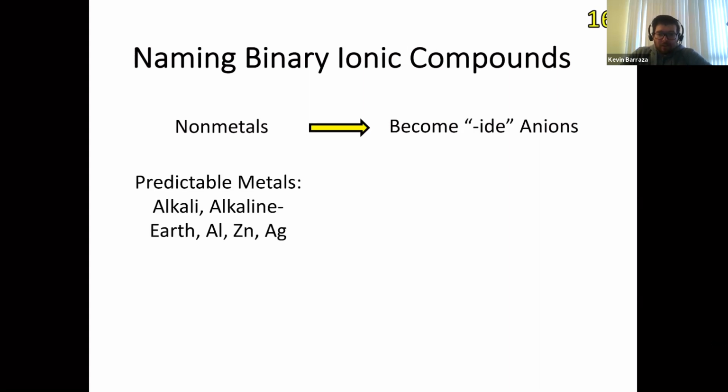The predictable metals, which we should be comfortable with, right? The alkali, the alkaline earth. And then don't forget the little zigzag, or it's not a zigzag, it's like a diagonal. Aluminum, zinc, and silver are all predictable metals. They just say their metal name. There is no change to it. So if my ionic compound contains sodium, it's always going to be called sodium. If my ionic compound contains aluminum, it's always going to be called aluminum. But the nonmetal, the one on the right, the partner, changes its last name to "ide."